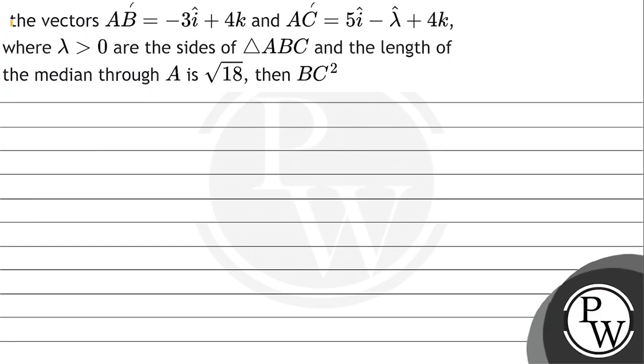Hello students. So the question says the vectors AB vector is equal to minus 3 i cap plus 4k cap and AC vector is equal to 5 i cap minus lambda j cap plus 4k cap, where lambda is greater than 0, are the sides of triangle ABC and the length of the median through A is root 18, then BC square. There is some error in this question, I think. So I think here it will be lambda j cap.